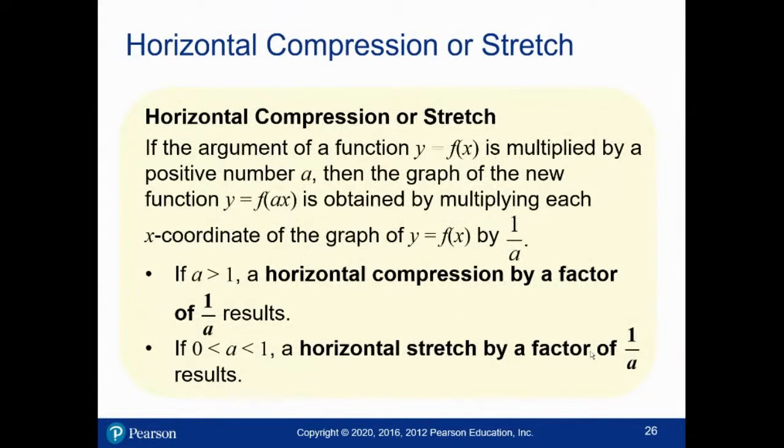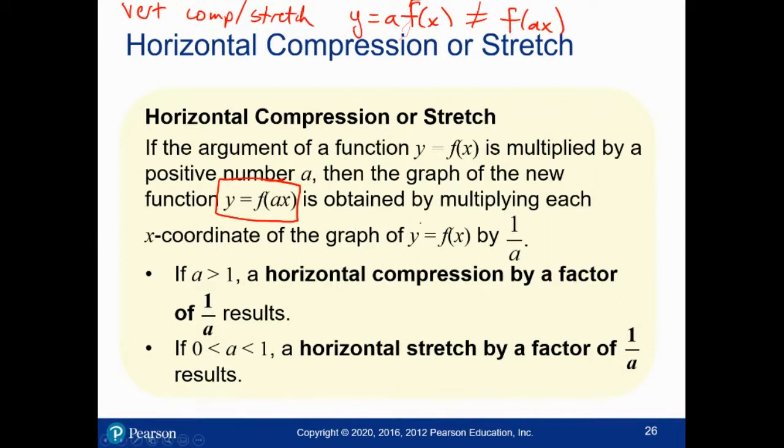What about a horizontal compression? The vertical compression, or stretching, was when you had y equal to a times f of x. Here, what we have is f of a times x, which is very different. These are not the same thing. You can't just factor out that a most of the time. If, however, you are looking at f of a times x, this causes a horizontal compression or stretching.